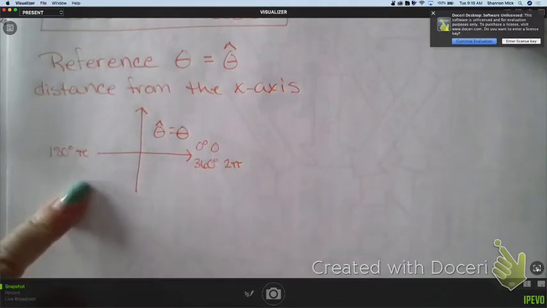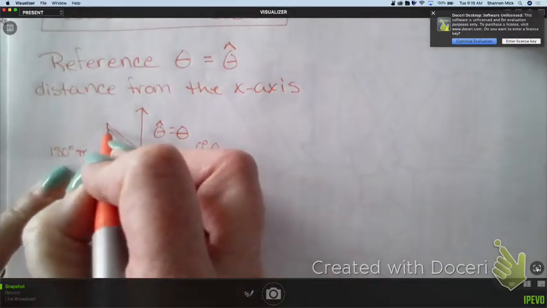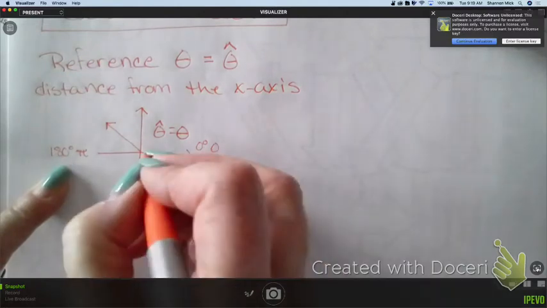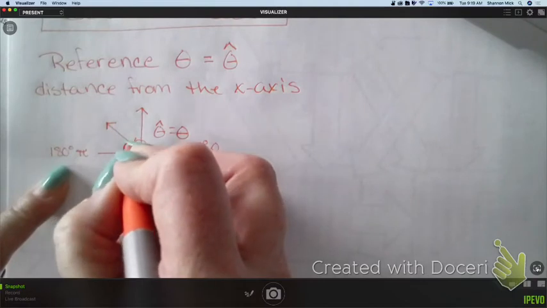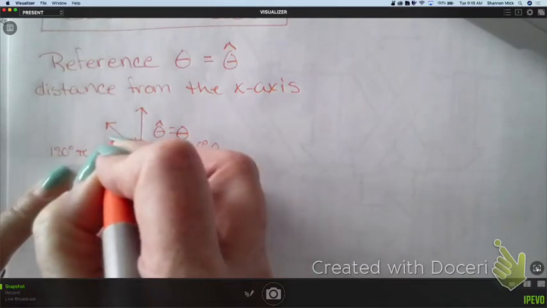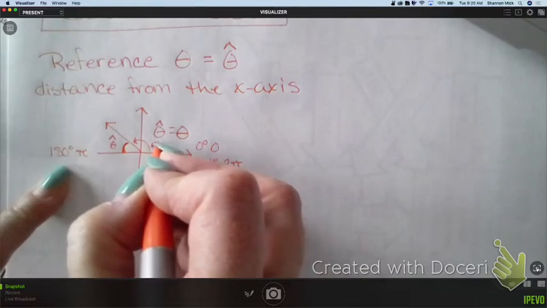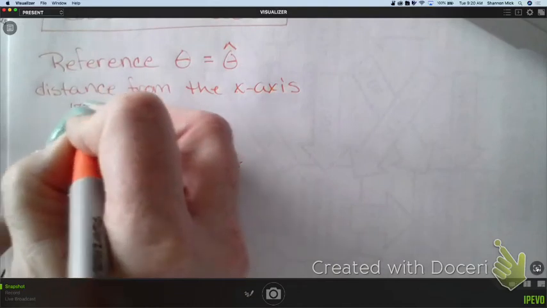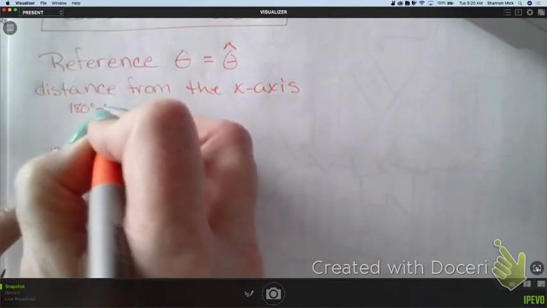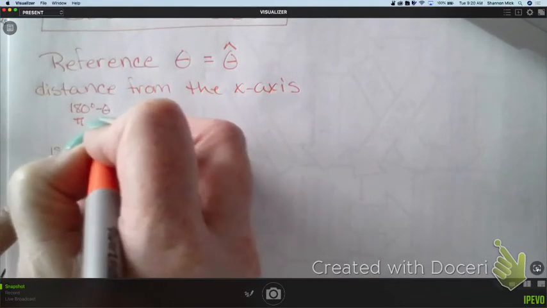Okay, well in the second quadrant, if I land over here, how am I going to find this? Because that's my reference angle, right? So this is 180 minus theta, and pi minus theta. And if we look at the picture, is it pretty obvious how I do that?